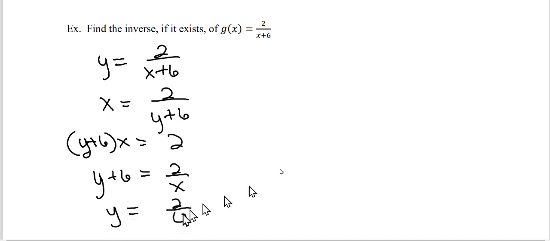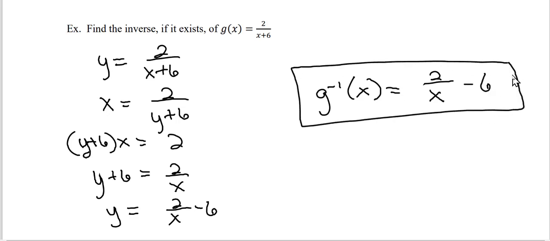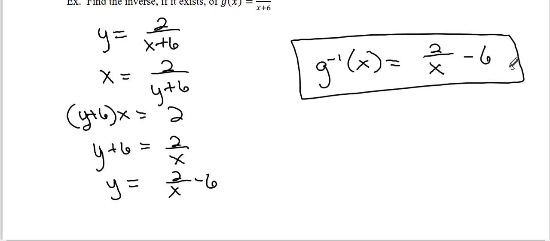So now let's subtract the 6 here. So that means g inverse, I had to look to see what the name of my original function was, is 2 over x minus 6. That will be the inverse function.